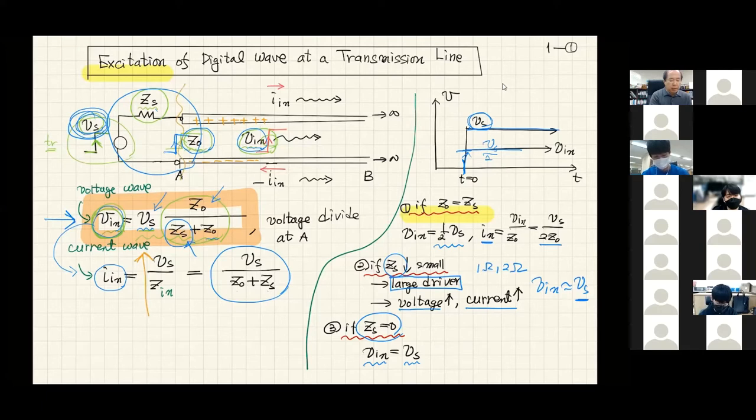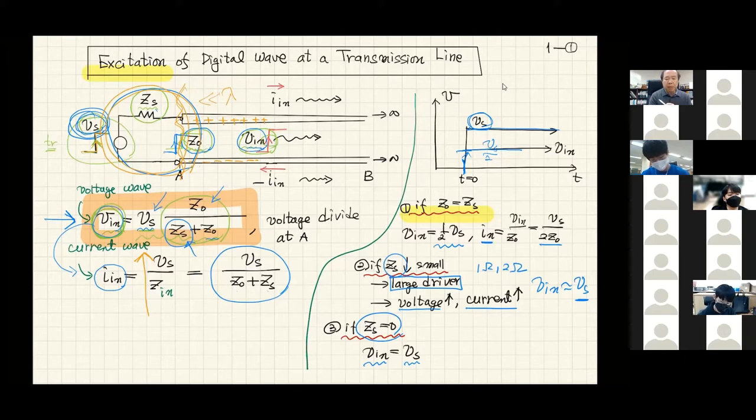When this wave is generated at a certain instant, we are assuming that the circuit size is much smaller than the wavelength. Of course, the length of the transmission line is comparable to the wavelength of your high-speed, high-frequency component. But when the switching transition at the driver occurs, we assume that the source circuit is really small compared to the wavelength. Then we apply Ohm's law, and the amplitude of the voltage wave will be determined by Ohm's law, the voltage divided by the source impedance and characteristic impedance.